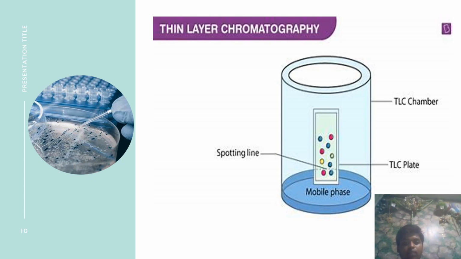As the water climbs up the sponge, it carries the ink color with it. Different colors will travel at different speeds based on how much they like the water versus the sponge. Some of the colored particles will move quickly and go far, while others will move slowly and stay at the bottom, close to the starting line. At the end, we can see how far each colored particle has traveled. This helps us to separate and identify the different parts of the mixture.